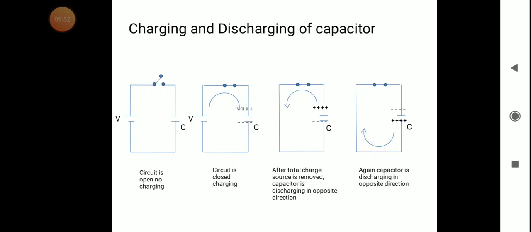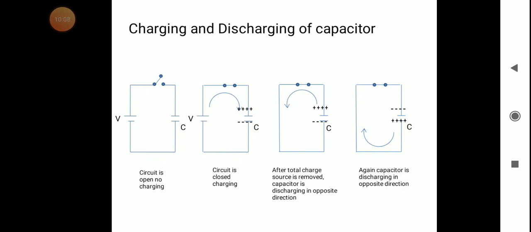You can see here how it is. The capacitor has positive charges on the upper plate and negative charges on the lower plate. After charging, what happens? You can see the third diagram.